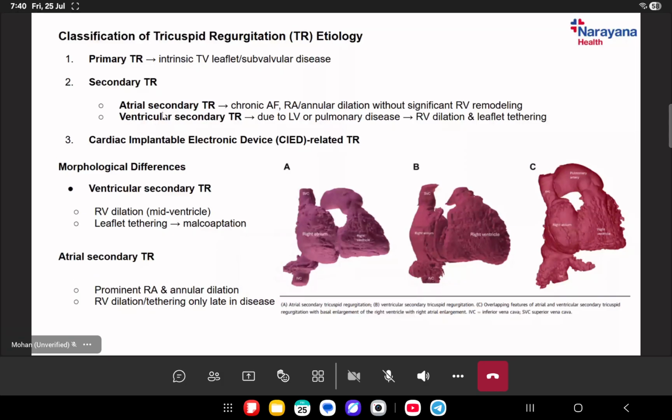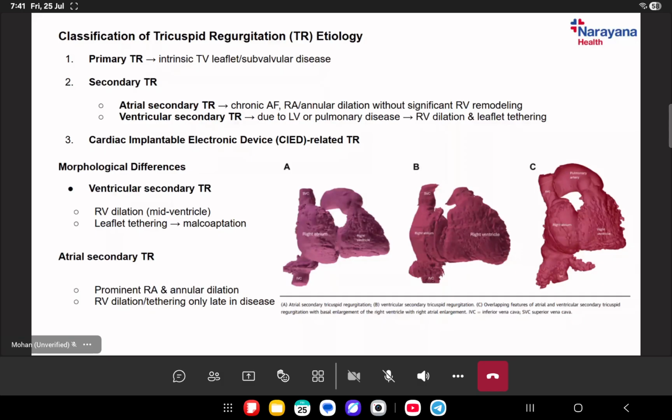Atrial secondary TR happens in patients with chronic AF, which will cause RA dilatation, which will cause annular dilatation, which will cause tricuspid regurgitation. So RV remodeling is not in the initial stages. And then ventricular secondary TR is due to LV disease, which has an effect on pulmonary vasculature and then pulmonary arterial pressures, and then RV dilatation, and then leaflet tethering and non-coaptation of the leaflet, which will cause initial changes in the RV, not in the RA and the annulus.